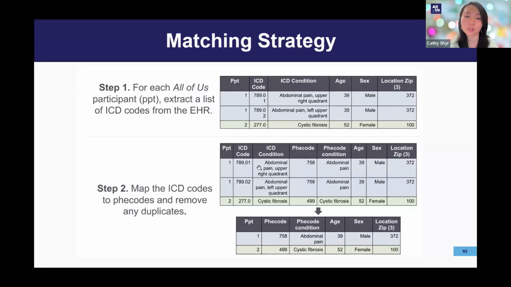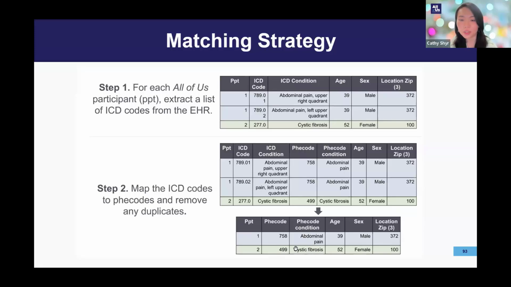So you can see that for participant 1, their abdominal pain, upper right quadrant, also left upper quadrant, were both mapped to the same Phi code condition, abdominal pain. And then we can remove any duplicates. And so our data set in this toy example has 2 participants with 2 unique Phi code conditions.